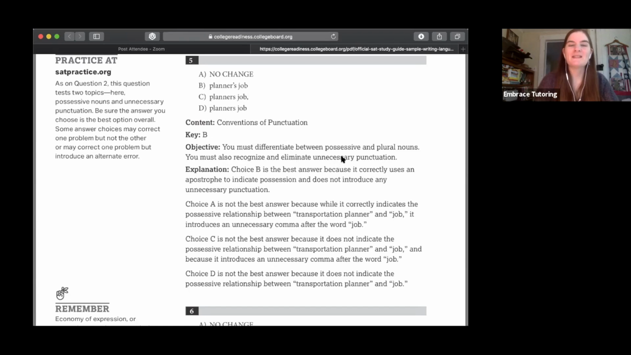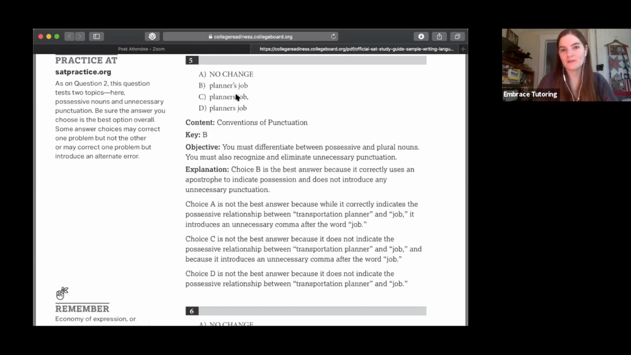Okay, so you're asked to differentiate between, so that means to essentially distinguish between possessive and plural nouns. And you must also recognize and eliminate unnecessary punctuation. Okay, so they're saying B ends up being the right answer choice because the comma was unnecessary, but you needed the apostrophe S to show possession.